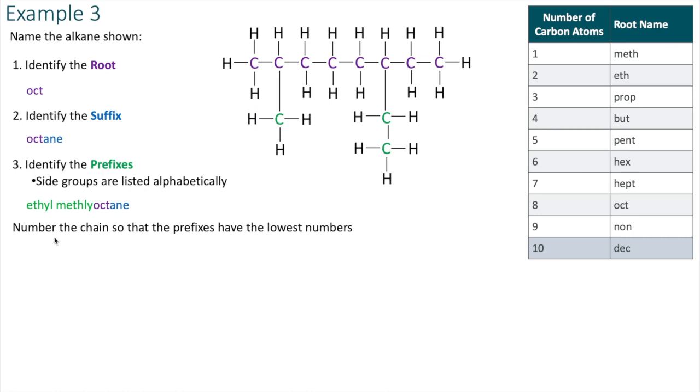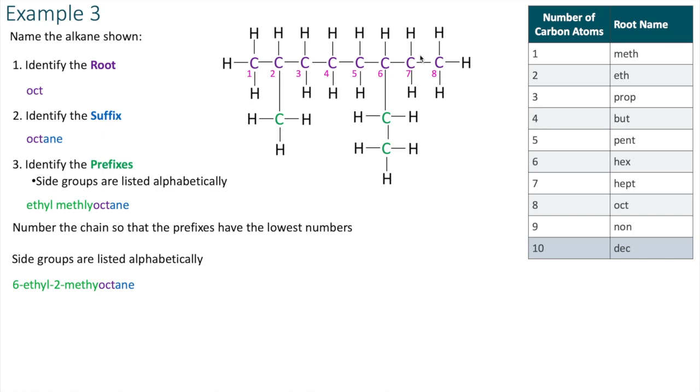Then we need to number the parent chain so that the prefixes have the lowest numbers possible. So I'm going to start numbering over here because that puts this side group right here on carbon 2, and this side group right here on carbon 6. So we have a 2, 6 numbering. So we get 6-ethyl, 2-methyl: 6 because that is where the ethyl is, and 2 because that's where the methyl is. Remember, it's the alphabetical order of the side chains that dictates the order they're listed in, not their position on the chain. We just have to make sure that these numbers are as low as possible.